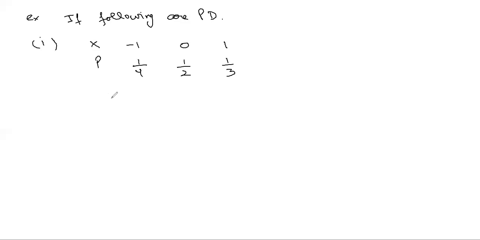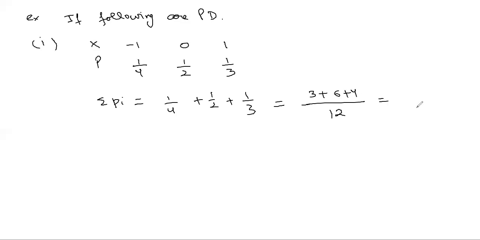So the sum of all the probabilities, that is 1 by 4, 1 by 2 and 1 by 3, comes out to be, it has the LCM of 12, so it should be 3 plus 6 plus 4, and the numerator becomes 13 and the denominator is 12, which is greater than 1, so not a valid PD.